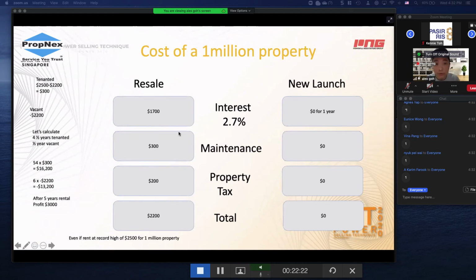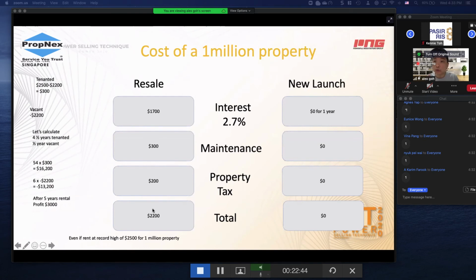17, here's 0. 300, here's 0. Here, why I put 200? Because when you rent out, there is a higher tax. So I put slightly, usually it's 4 to 10% of annual value. So I put an estimator of 200. Here's 0. And here's 0. So the cost for new launch is 0. But here you average out maybe $300, $400, up to you.